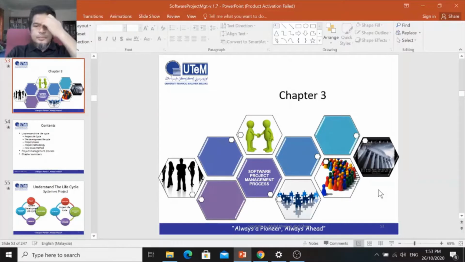Today we'll cover chapter 3, and what is inside chapter 3 is we will discuss the software project management process. Yeah, we will compare between software project life cycle and software development life cycle. Okay.